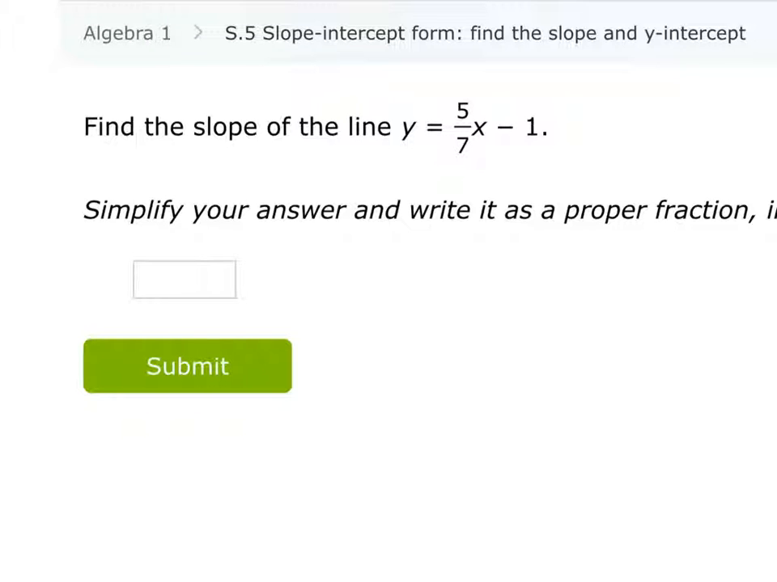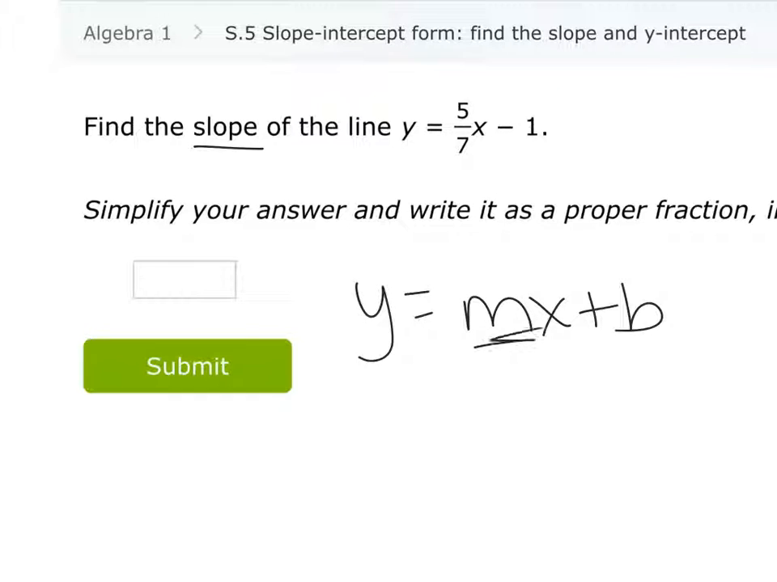For the last equation, y = 5/7x - 1, we want to find the slope. And again, slope is next to our x, so we're going to take our 5/7.